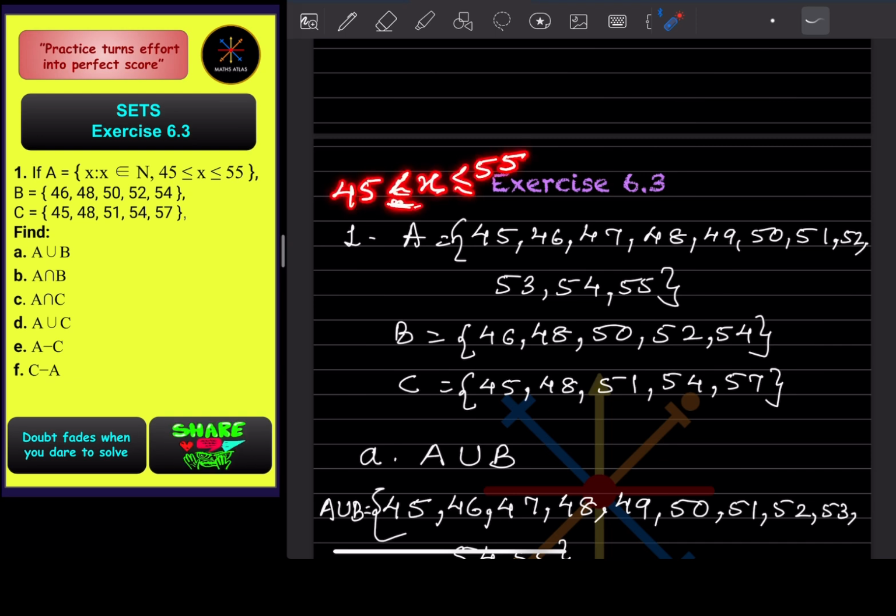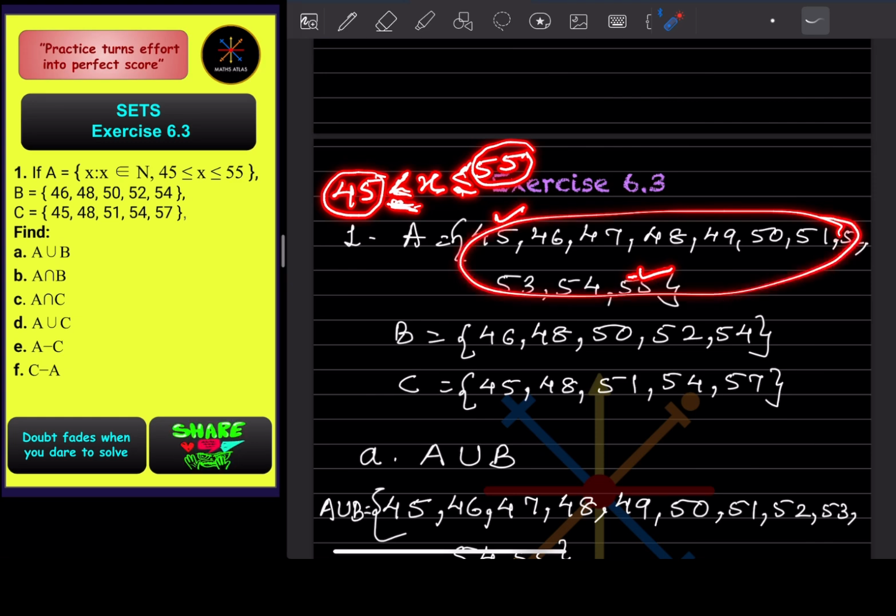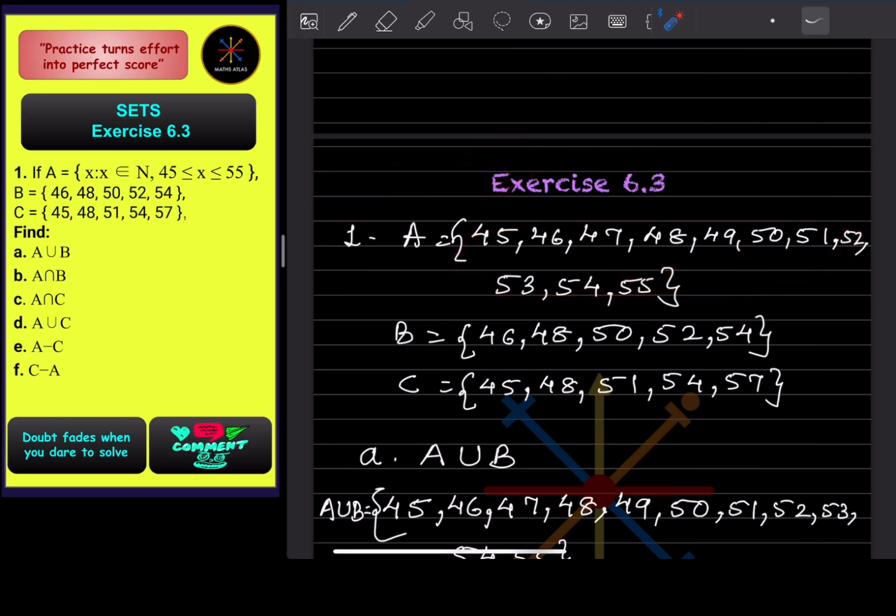Whenever there is less than or equal to, we have to include 45 as well. Same here, because there is also an equal to sign, so we have to include 55 as well. So all the numbers from 45 to 55 are written in set A. Now we'll see B; the same set is copied over here. For C as well, it is copied over here.